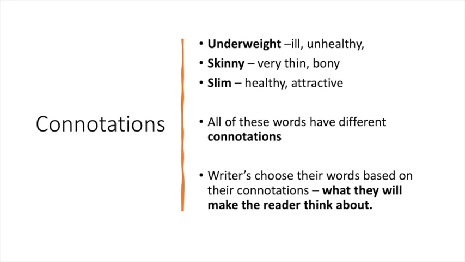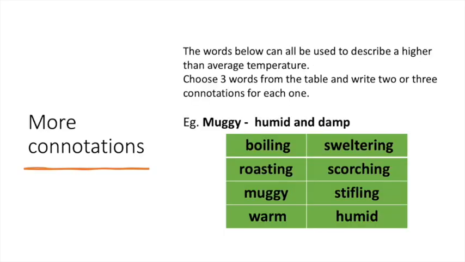So here we see, underweight suggests somebody ill or unhealthy, skinny suggests somebody very thin or bony, and slim suggests somebody healthy and attractive. All of these words have got different connotations. Writers choose their words based on their connotations, what they will make the reader think about. Here are some more examples.